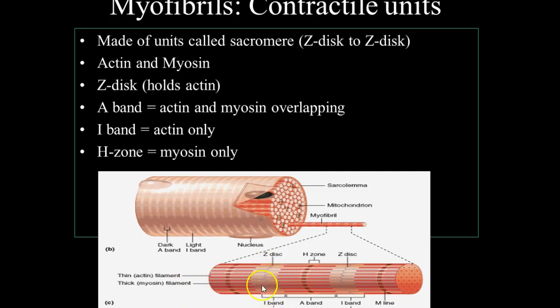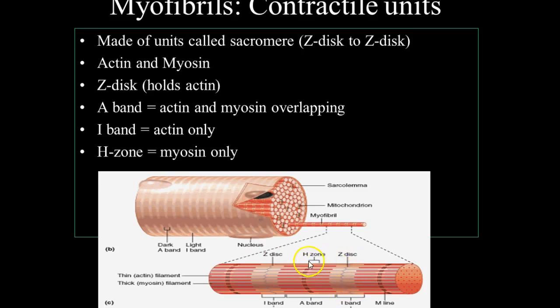The I bands are the light bands. The A bands are the dark bands. So again, the alternating I band, A band, I band, A band is what gives the muscle cell its striation. There are lines in the middle of the I band called the Z discs, and what the Z disc does is hold the actin, which again are those blue lines. The I band is going to be actin only. You only see the blue lines here.